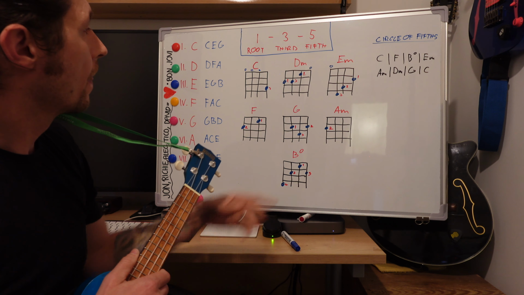C, D minor, E minor, F major, G major, A minor, B diminished, and C. Alright?